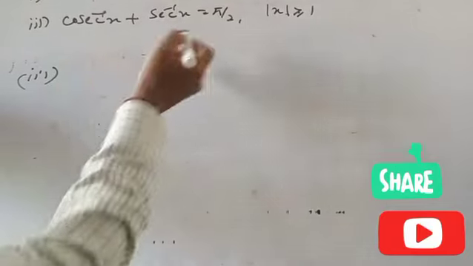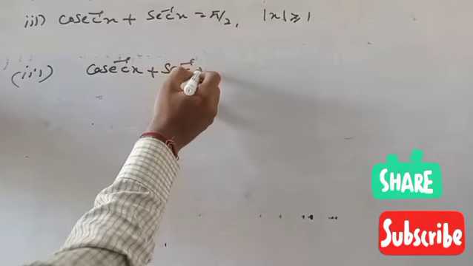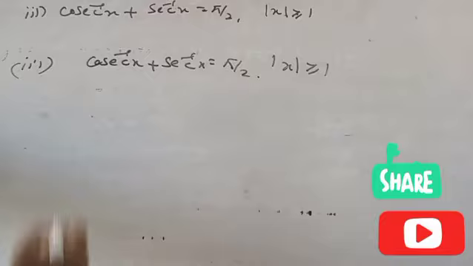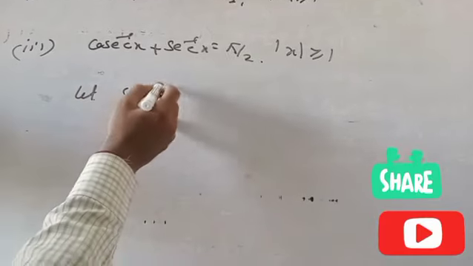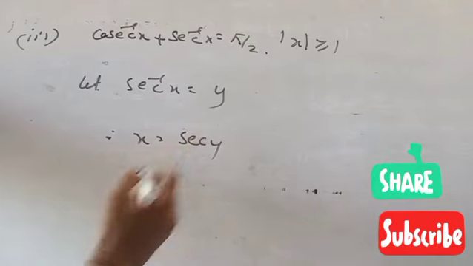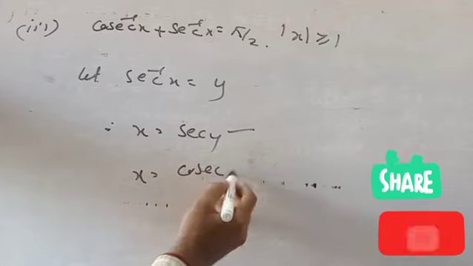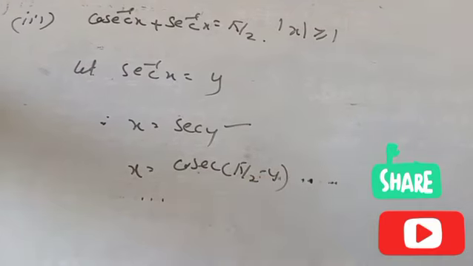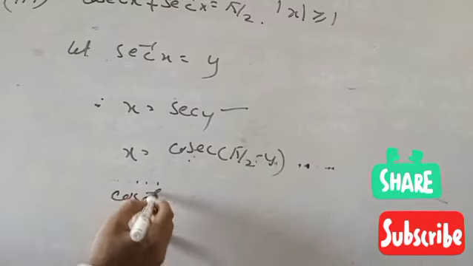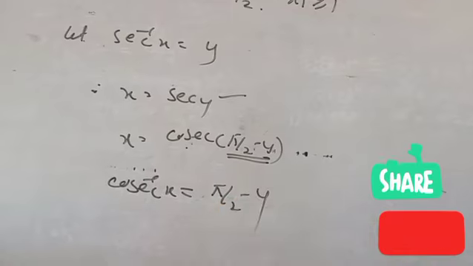Similarly, we have to prove that cosec inverse x plus sec inverse x is equal to pi by 2, mod x is greater than or equal to 1. Let sec inverse x is equal to y. Therefore, x is equal to sec y. x is equal to sec y can be written as cosec of pi by 2 minus y in first quadrant. This gives cosec inverse of x is equal to pi by 2 minus y.